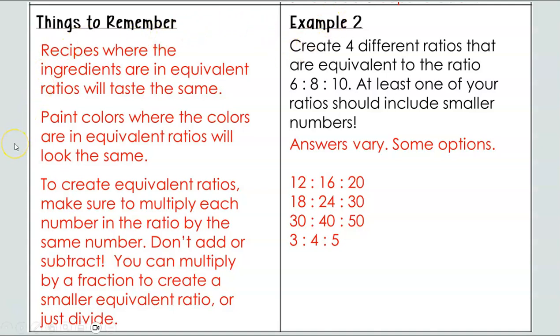Some things to remember. Recipes where the ingredients are in equivalent ratios will taste the same. If they're not equivalent ratios, your recipe won't turn out. Paint colors where the colors are in equivalent ratios will look the same. To create equivalent ratios, make sure to multiply each number in the ratio by the same number. Don't add or subtract. You can multiply by a fraction to create a smaller equivalent ratio, or just divide.